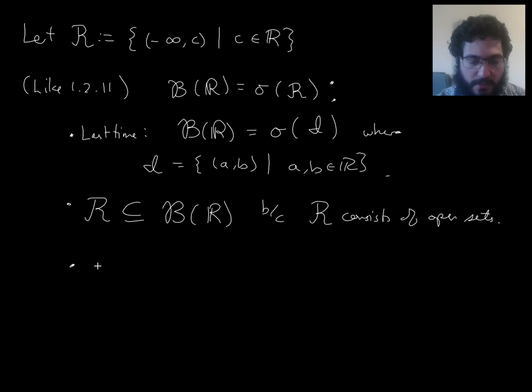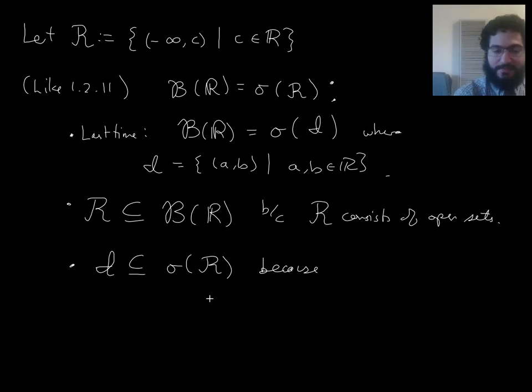And on the other hand, we have that the collection of open intervals is contained in the sigma algebra generated by fancy R here. To convince you of this, I have to take an interval and show you that it can be written as countable union of countable intersections of countable unions of countable intersections of complements of countable, etc., of things in R. That's pretty much what I have to show.